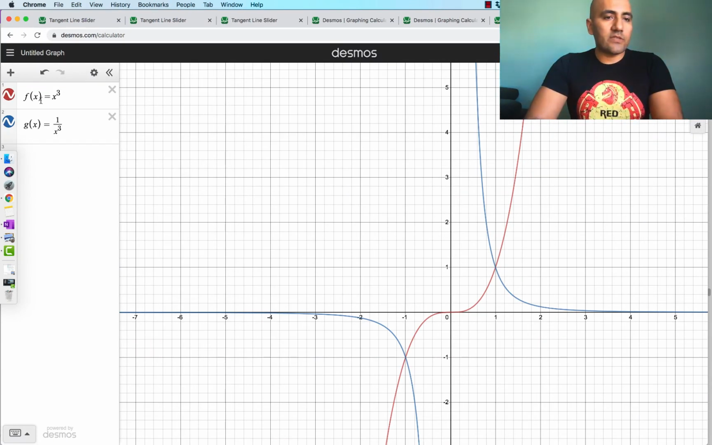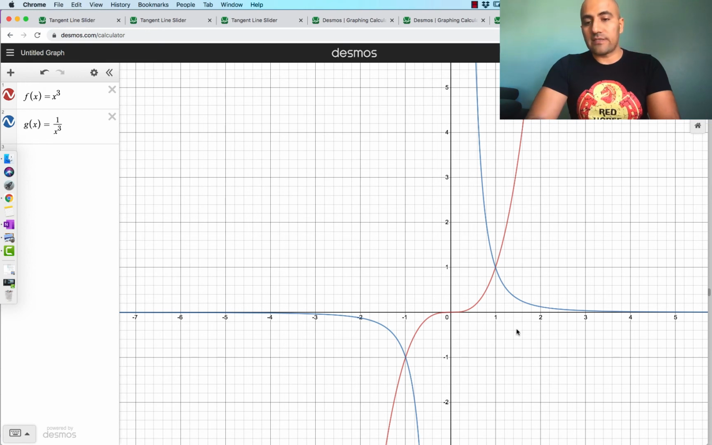Okay, using Desmos, I can graph both of them. This is f of x equals x to the power of 3. That's this red one here, right? That's what the graph looks like. And then I have g of x equals 1 over x cubed, and that would be this blue one here. Okay, so what we care about is what happens as the input values grow toward infinity in the positive direction or toward infinity in the other direction.